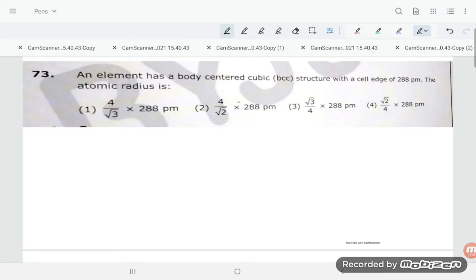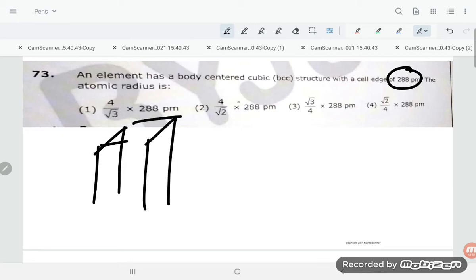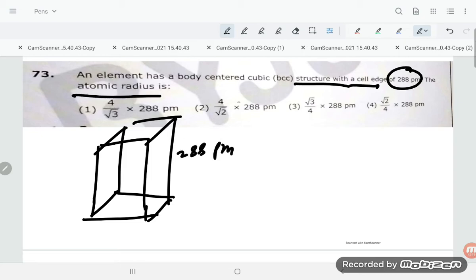An element has a body centered cubic BCC structure with a cell edge of 288 picometer. They are asking the atomic radii. An element has a body centered cubic BCC structure with cell edge, how much is there, student? 288 picometer. The atomic radii.